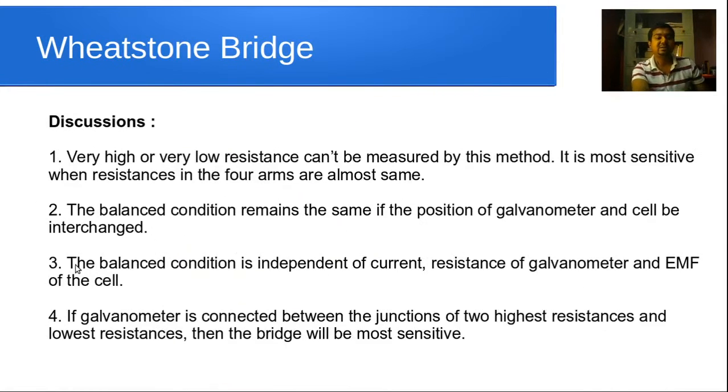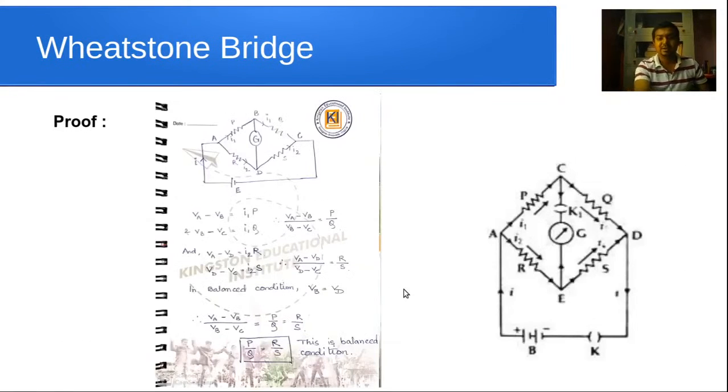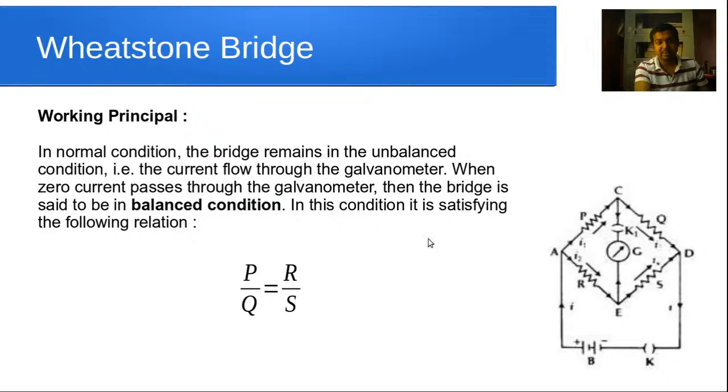My third point is, the balance condition is independent of current, resistance of the galvanometer and EMF of the cell. Meaning what type of battery you are using, what type of galvanometer you are using, and how much current flows in the circuit is not that important if the circuit is in balance condition. So the balance condition cannot depend on the battery, the galvanometer, or how much current is flowing in the circuit. It only depends on P, Q, R, S.